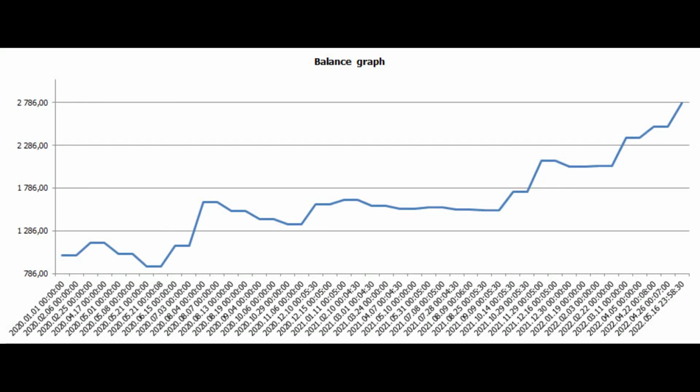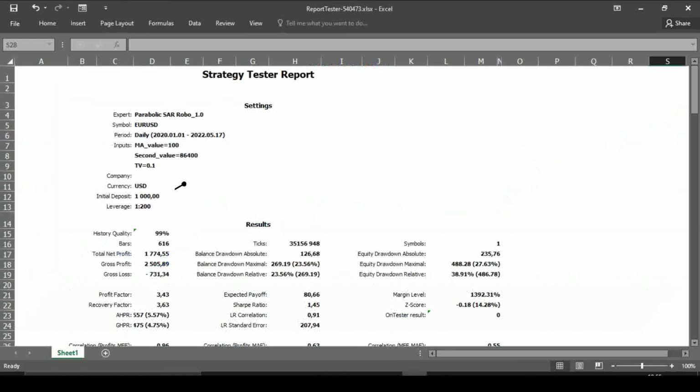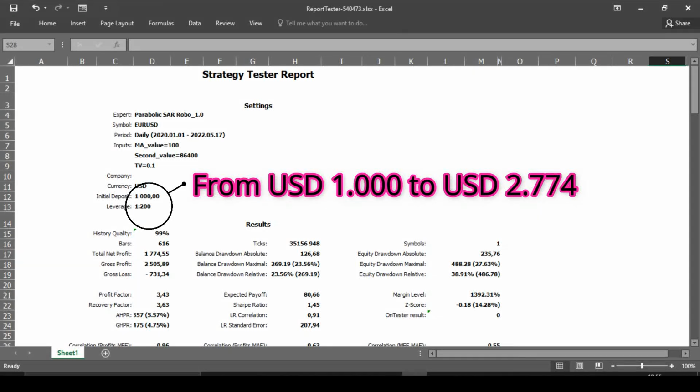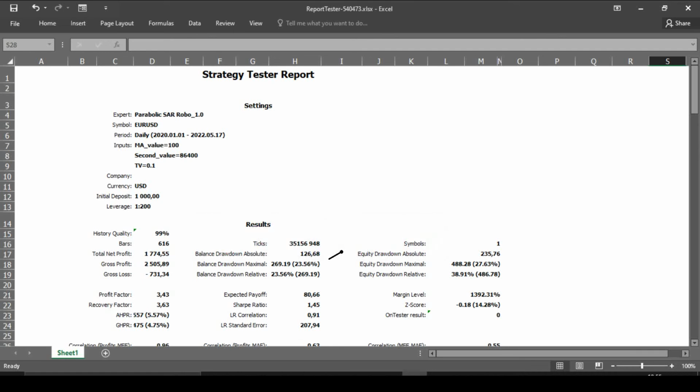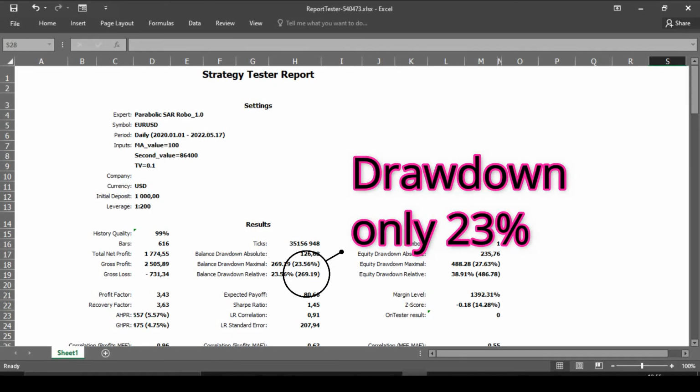And here is the result. I put in $1,000 and it becomes $2,774, which means the robot generates around 177% profit for me. The balance drawdown also hit an impressive result, which fell only 23%.